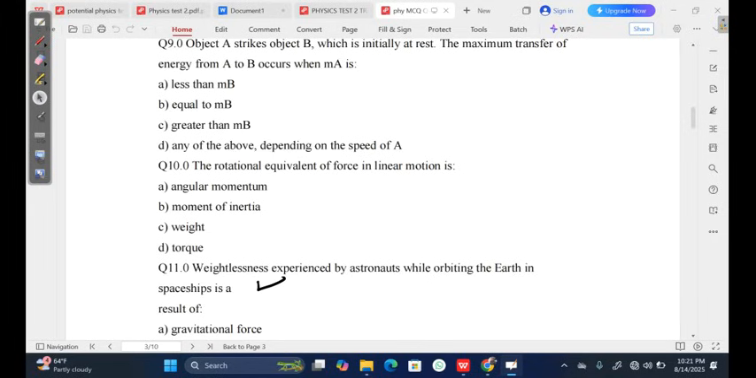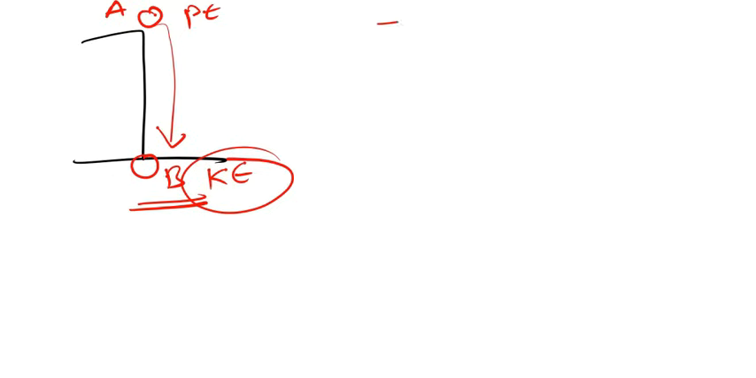question 10. Question 10 is saying the rotational equivalent of force in linear momentum is. So what happens here is this: force is equal to mass times acceleration. Then when we go to rotational work, energy and power, torque is given by inertia times angular acceleration. So that's what I want you to know, because it's actually very important.